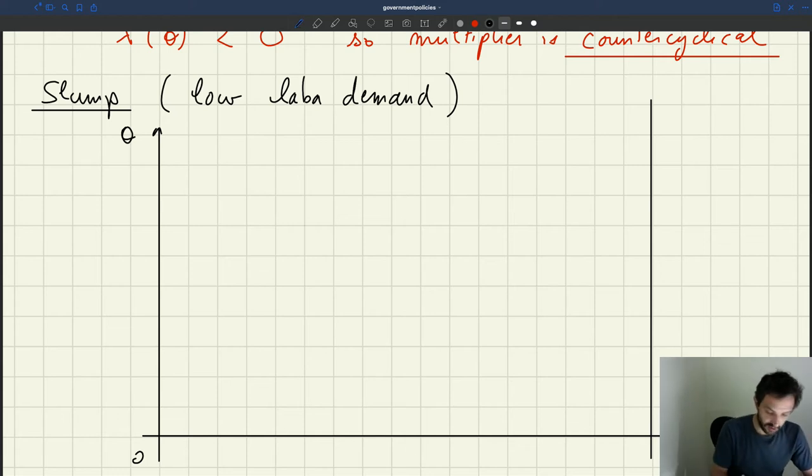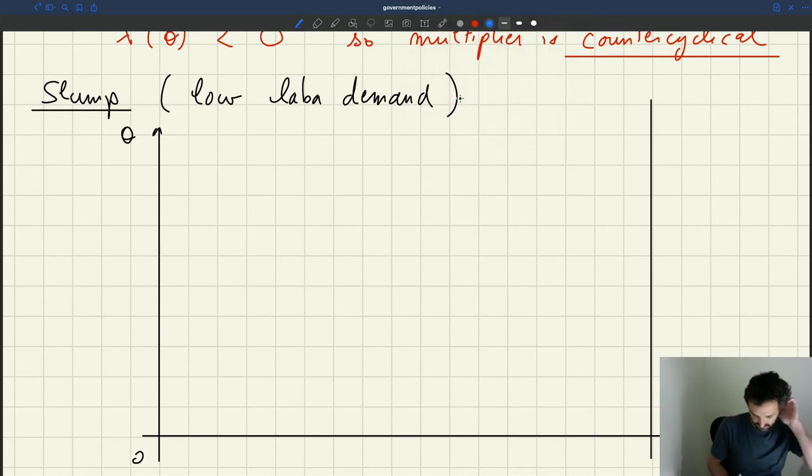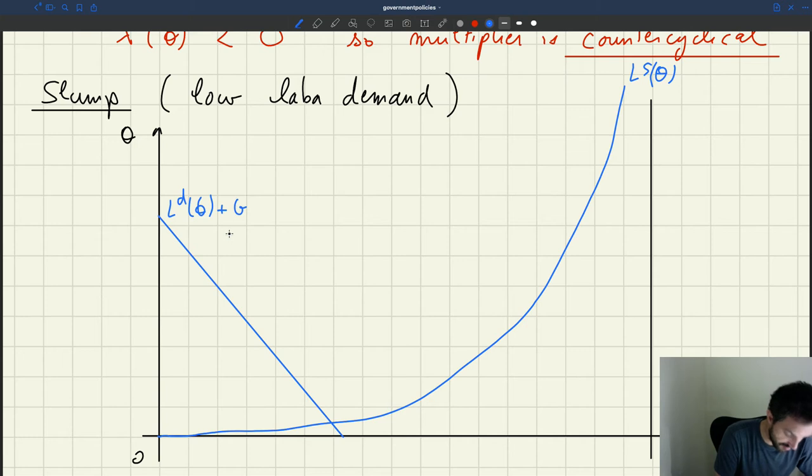Okay, so we're going to put the labor supply. Then we're going to put the labor demand, the aggregate labor demand. So let's say I'm going to put it something like this. Okay, so that's LD of theta, private labor demand, plus G, public labor demand. And as you can see here, that's my equilibrium.